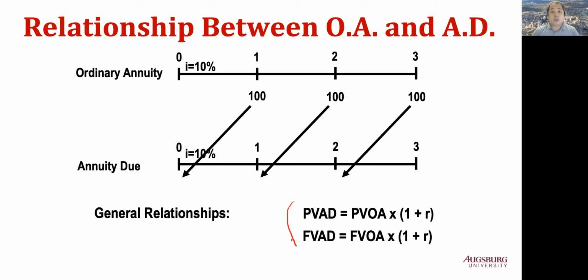So there's a general relationship between these two. Present value of annuity due equals present value of ordinary annuity times 1 plus interest rate. Future value of annuity due equals future value of ordinary annuity times 1 plus interest rate. So that's another way to get the value of annuity due. Just use the ordinary annuity present value, and then using this formula, calculate annuity due values. I like this way because I don't have to change the mode of the calculator.